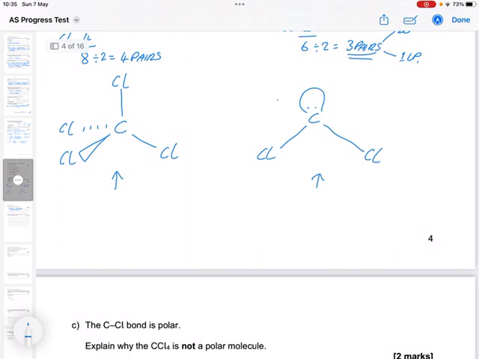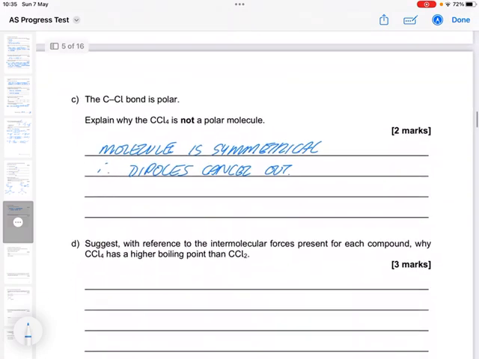Let me just pop this on here. So each of these chlorines is going to be delta minus, and then I've got a delta plus in the centre. And remember, that's what we're looking for, symmetry. If we've got one of the partial charges in the middle, then we have symmetry. Okay. Okay. D.